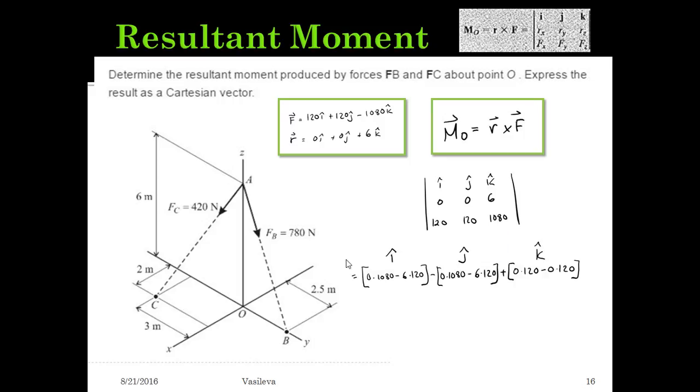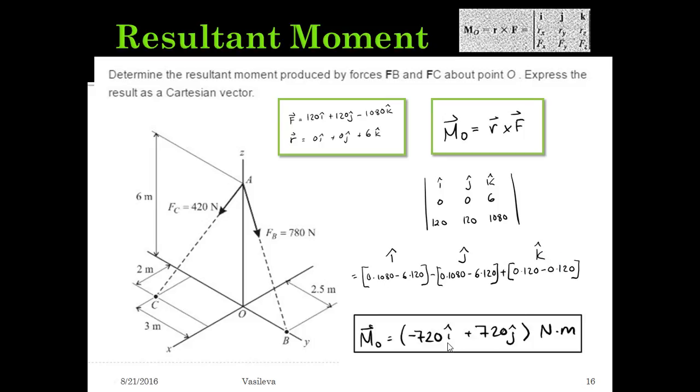So remind yourself how to do cross product. It's fairly easy. For all the I, you look at this section. For all J, you eliminate this middle section. For all of K, you look at all of these. So remind yourself how to do these, and in the end, once you do all the multiplication and addition, you end up with the moment about point O being negative 720I plus 720J newtons times meters.